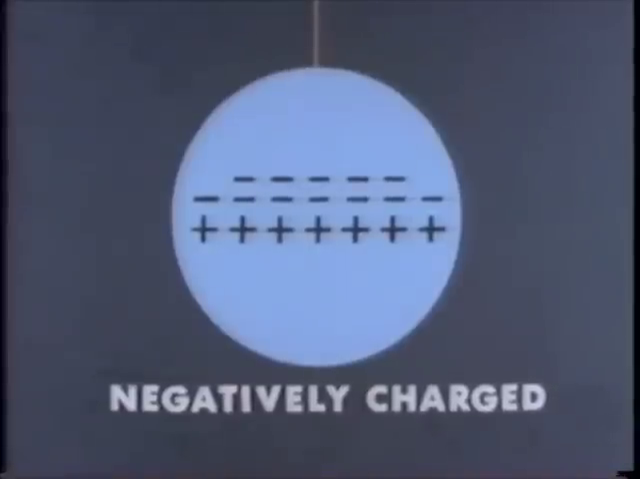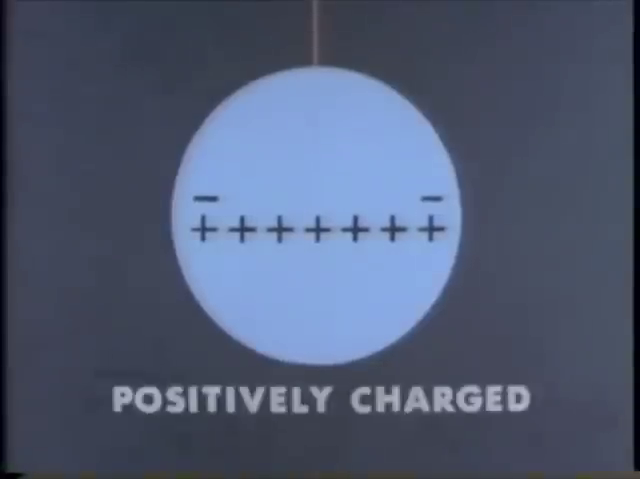If we add more electrons, the sphere becomes negatively charged. It holds more electrons than protons. If we remove electrons, it becomes positively charged. There are more protons present than electrons. An object which contains an equal number of electrons and protons has no net charge. It is uncharged.